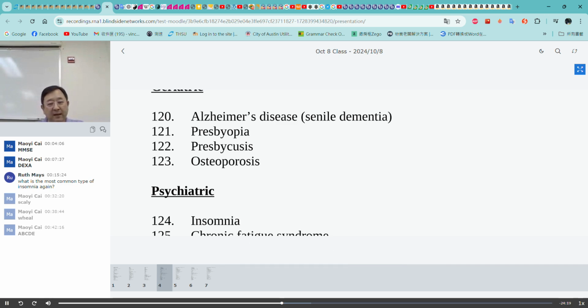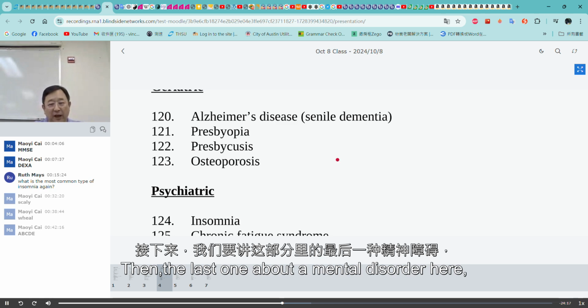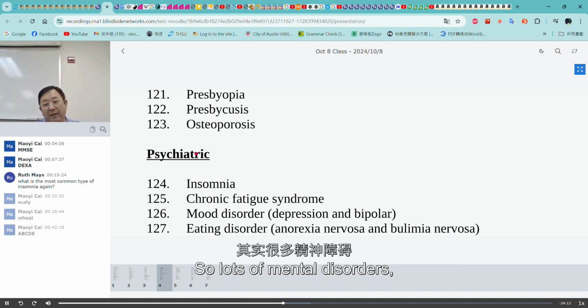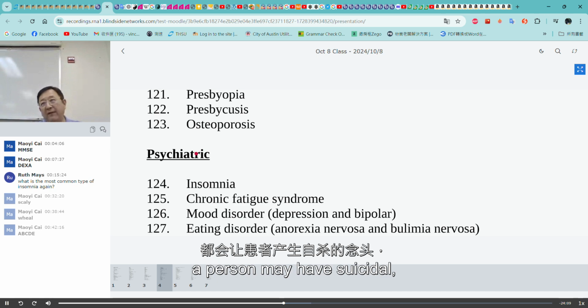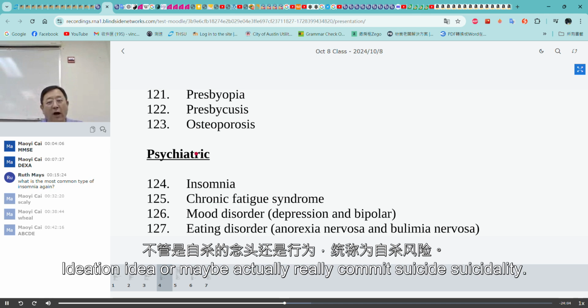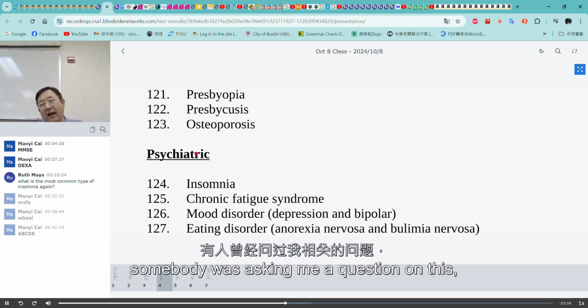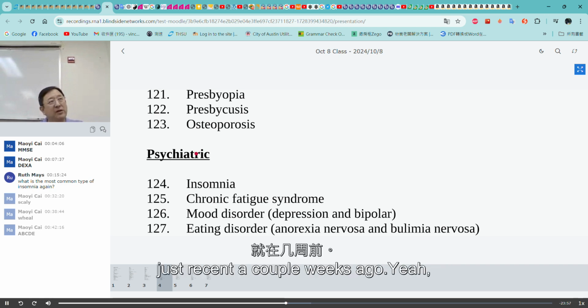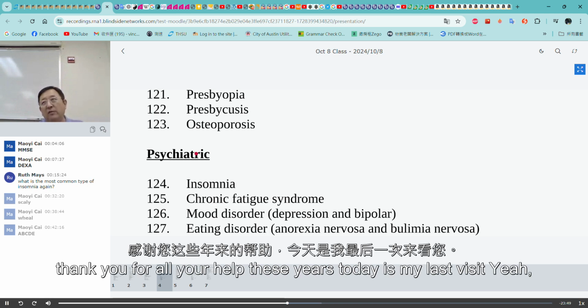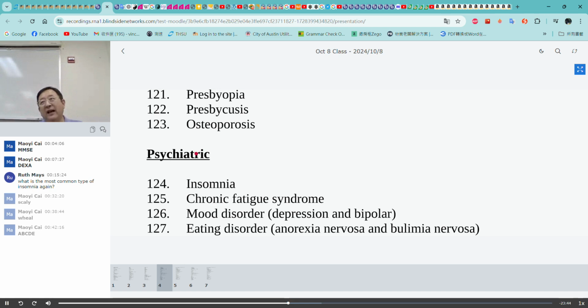Then the last one about mental disorders that we have to know very seriously is suicidal. In lots of mental disorders, a person may have suicidal ideas, or may actually commit suicide. Suicidality. Actually, somebody asked me a question on this just recently, a couple of weeks ago. A patient comes to the doctor's clinic saying, thank you for all your help these years. Today is my last visit to see you.